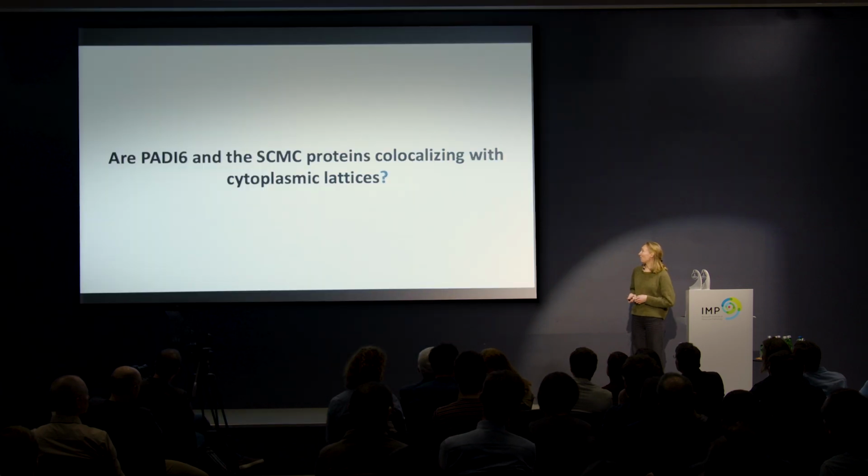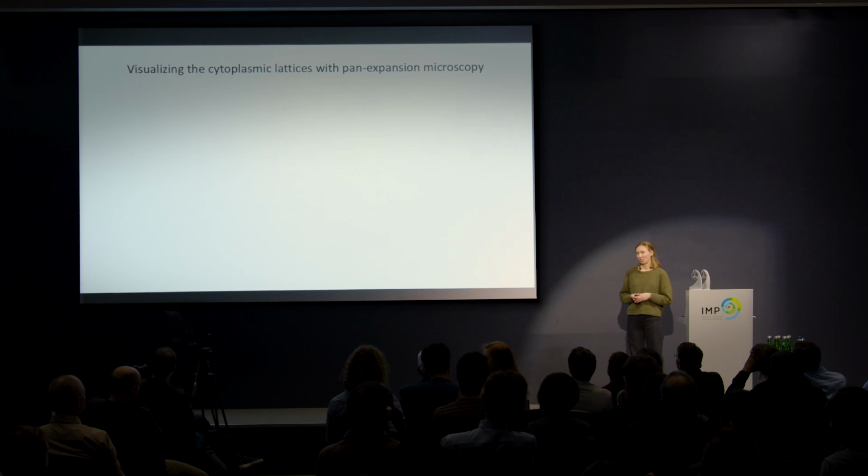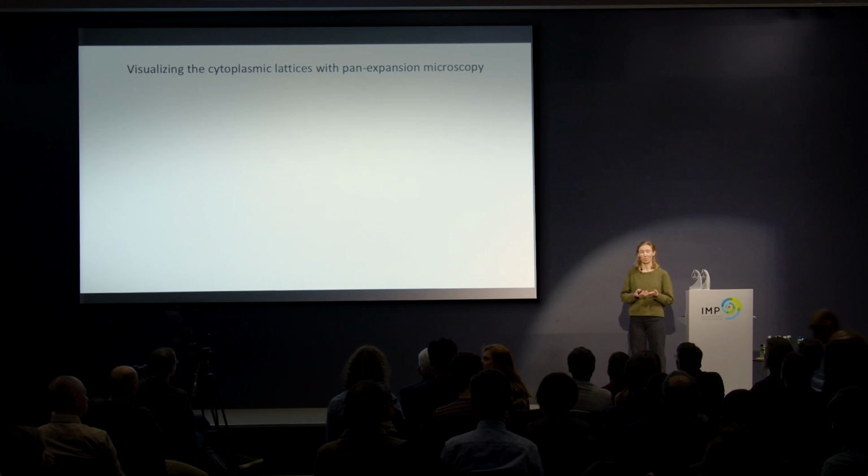So now we had a group of proteins that were distributed throughout the cell, that were forming short filaments, and that were somehow important for cytoplasmic lattice formation. The next question was then: are PADI6 and the SCMC proteins actually colocalizing with the cytoplasmic lattices? Or in other words, are they the same structure? To answer this, we needed to visualize our proteins of interest within the ultrastructural context of the cell, colocalizing them with a structure that has only been seen with electron microscopy.